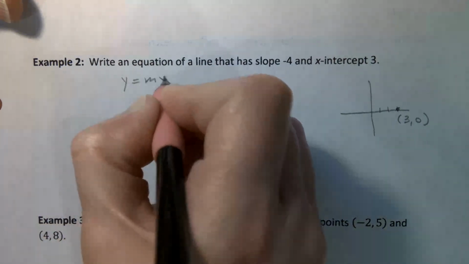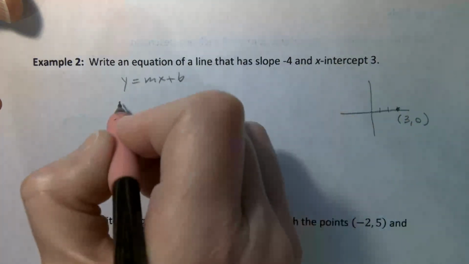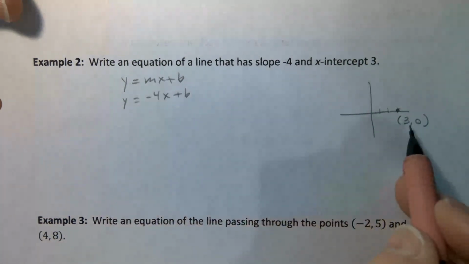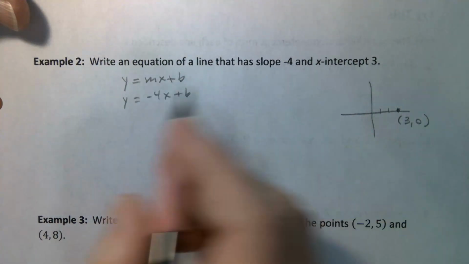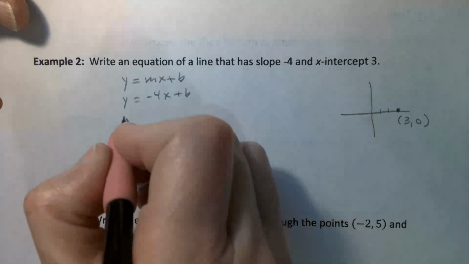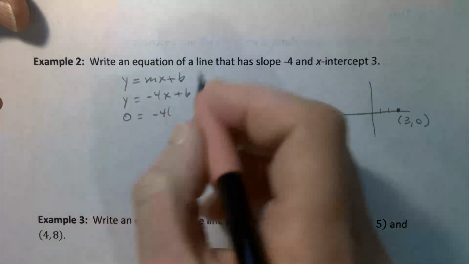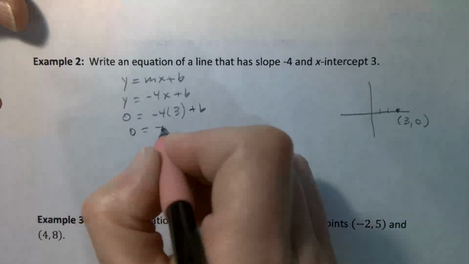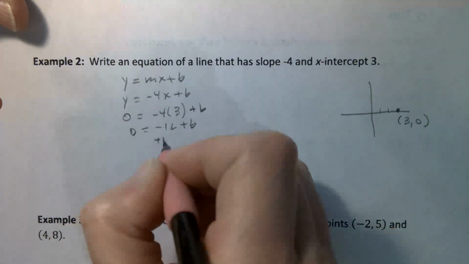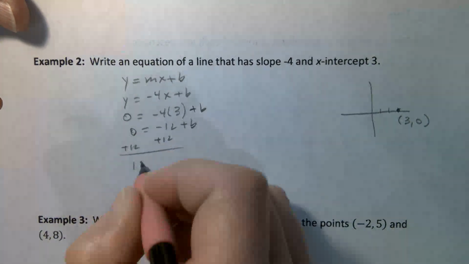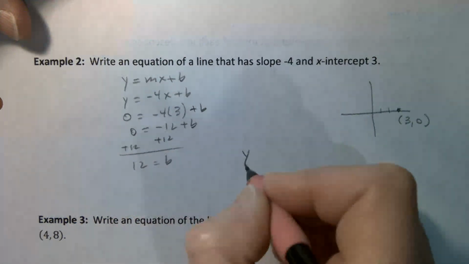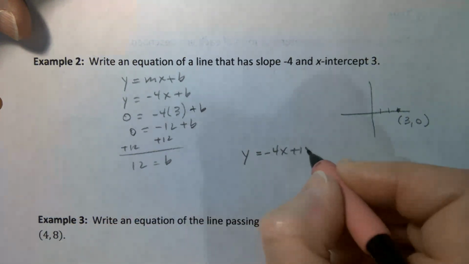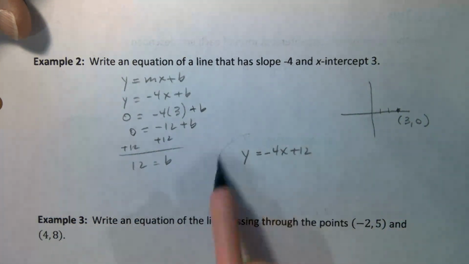So we have y equals mx plus b. We know that the slope is -4. And what I can do is plug in these coordinates because I know it's a point on the line, and I can solve for b. So my y is 0, my x is 3, and I get 0 equals -12 plus b. If I add 12 to both sides, I get b is equal to 12. So my equation then would be y equals -4x plus 12, my slope is -4, and my y-intercept is 12.